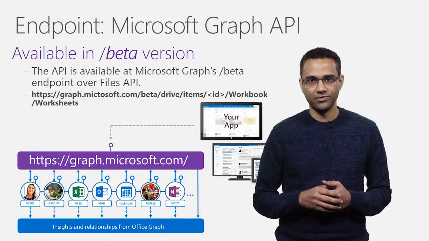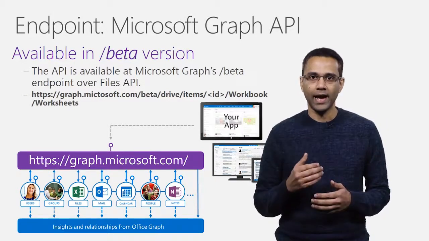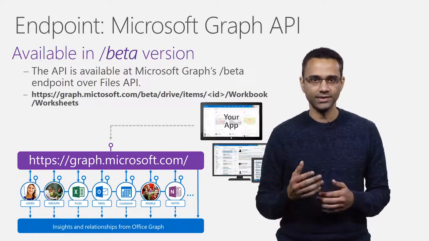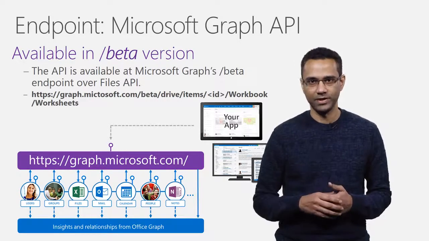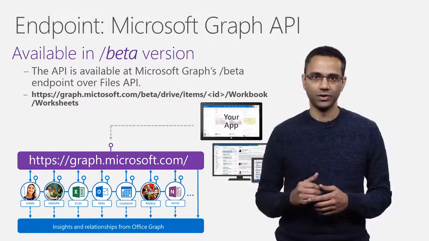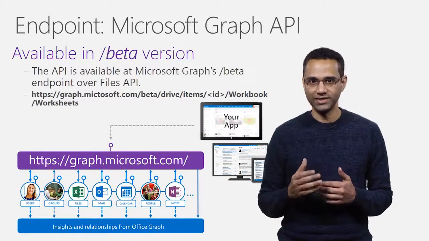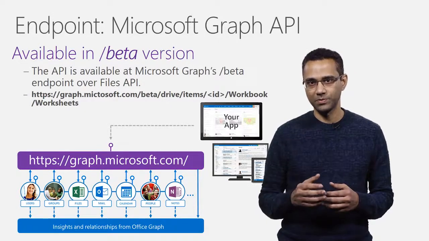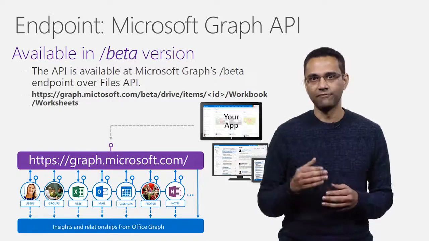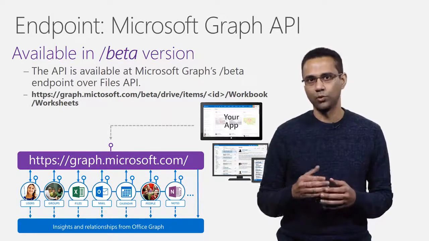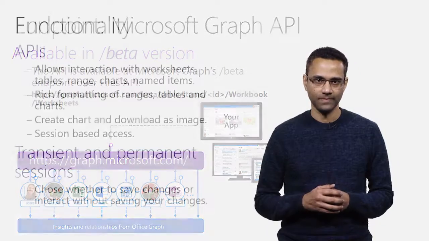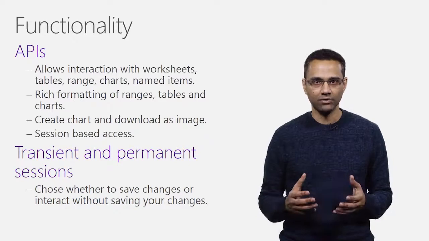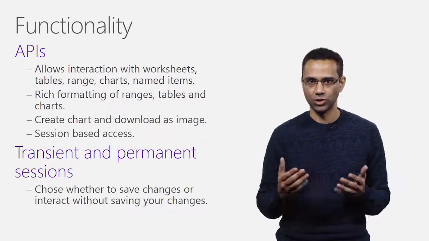The Excel files can be addressed over Files API by adding an additional URL segment at the end called Workbook. This tells the service that you're invoking an Excel API. An example URL is shown here. This addresses Worksheets collection of the Excel document. Notice that we are using Files API to identify the target file, and following that with Workbook segment and Worksheets collection resource.